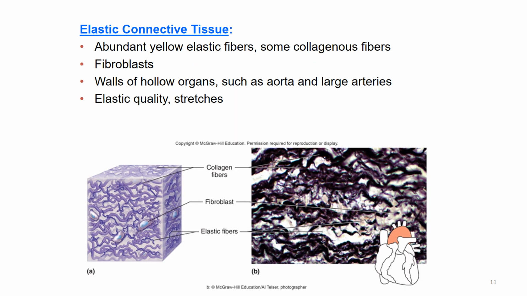Elastic connective tissue. This tissue is made up of many elastic fibers, as the name suggests, but it does have some collagen fibers. Most of the cells are fibroblasts. The location for this tissue are the walls of hollow organs, such as our aorta, large arteries, but also you would see this in the walls of the stomach, intestine. And so this tissue is able to stretch.